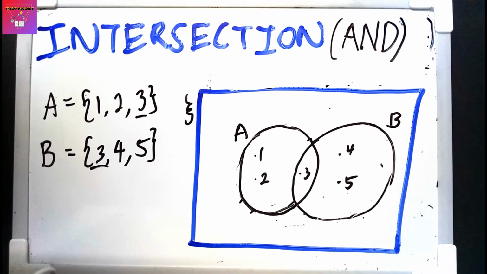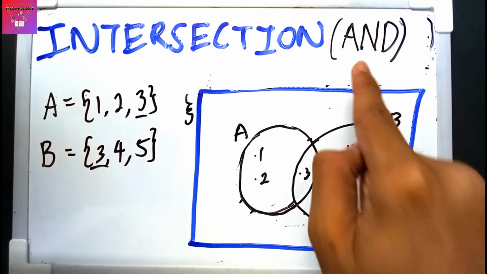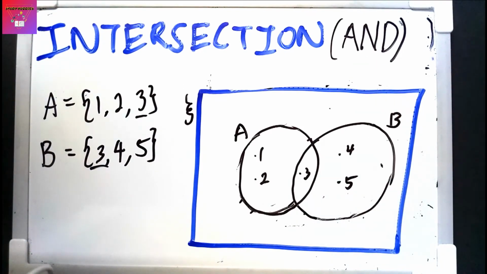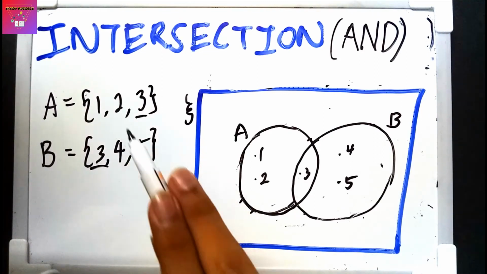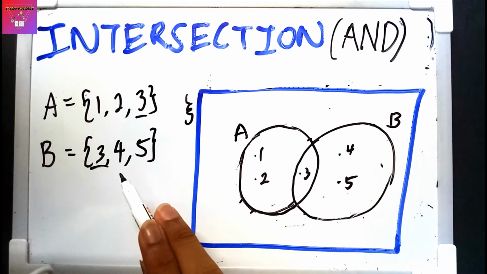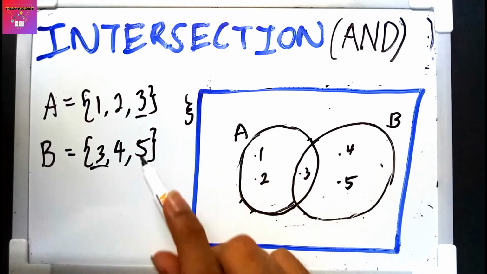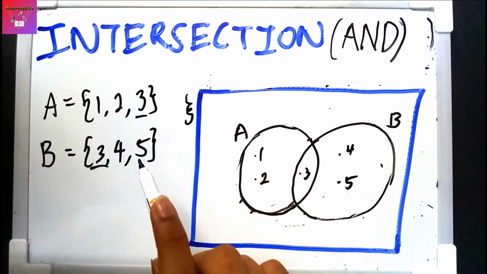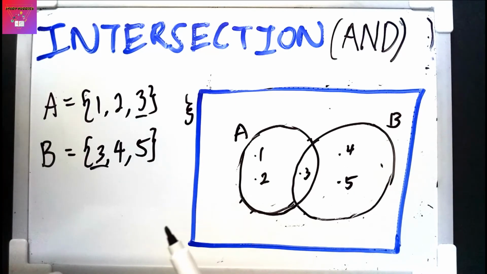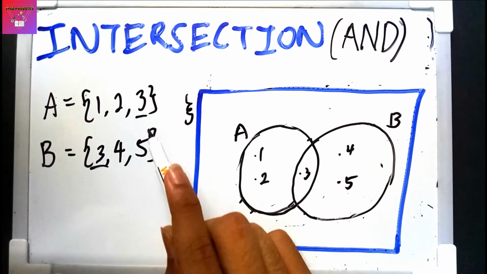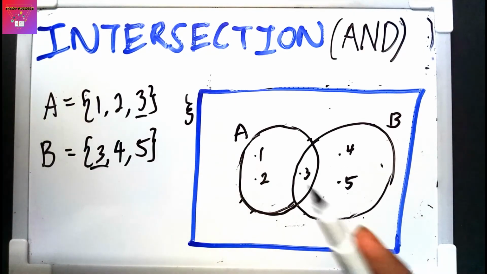Okay, so now let's move to intersection. As I said just now, for union you have to remember OR, but for intersection you have to remember the word AND. What the word AND means is, you have to choose elements which are present both in A and also in B. So you have to see which elements are present in both A and B. Whereas for union just now, you choose elements which are present in A or in B, which means you can choose everything. But this one, it's very clear.